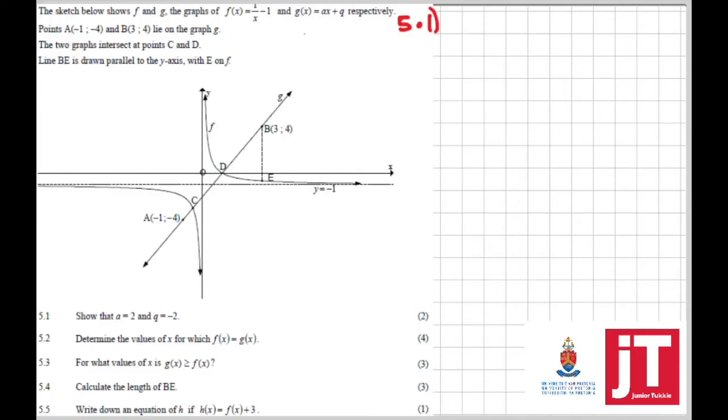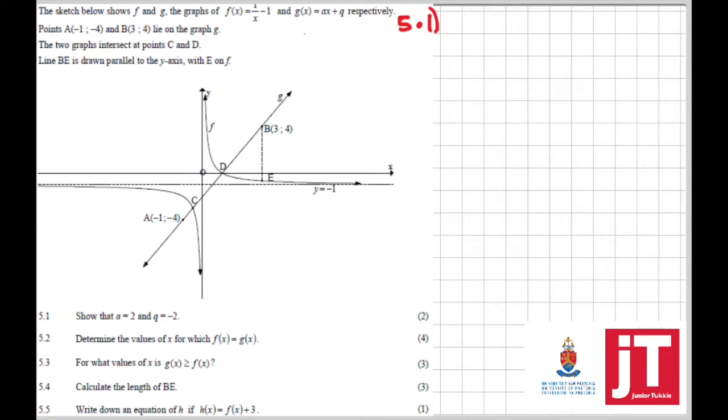In the first question, you're told that the sketch below shows f and g. The graphs of f(x) = 1/x - 1 and g(x) = ax + q respectively. Points A with coordinates (-1; -4) and B with coordinates (3; 4) lie on the graph of g. The two graphs intersect at points C and D. The line BE is drawn parallel to the y-axis with E on f. Show that a = 2 and q = -2.